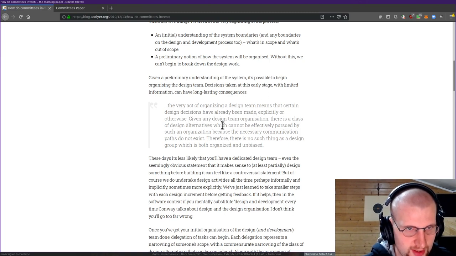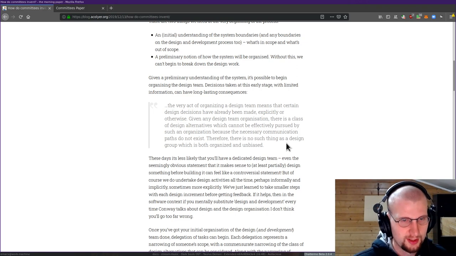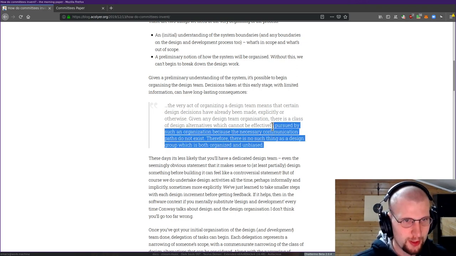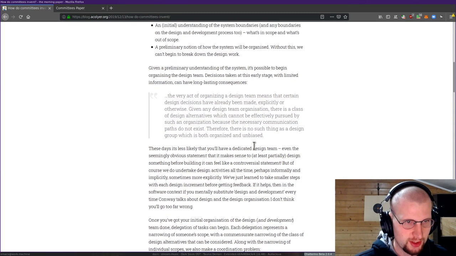Given any design team organization, there is a class of design alternative which cannot be effectively pursued by such an organization because the necessary communication paths do not exist. Therefore, there is no such thing as a design group which is both organized and unbiased. So because you already put a design team together, you already have a bias. That's what he's saying here. It's interesting.